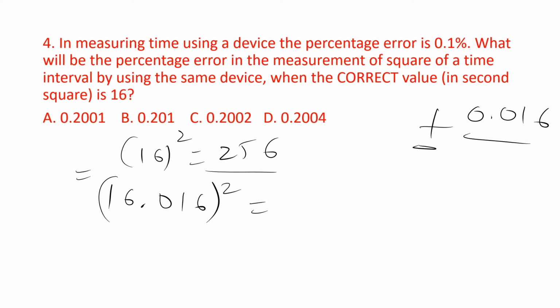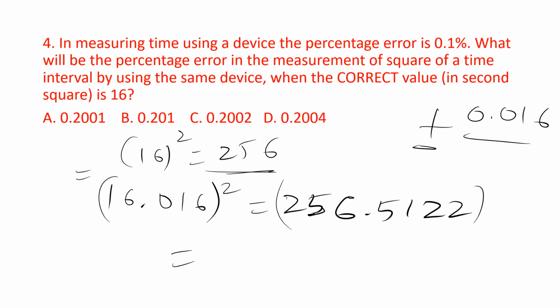16.016 into 16.016, we get 256.5122. I think it's enough until 2 or 3 decimal places. Now the actual value should be this one, but the measured value is this one. So can we find the percent error?